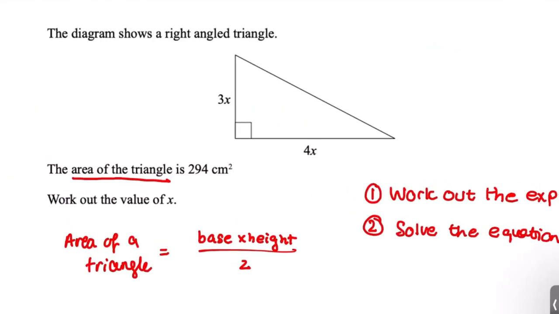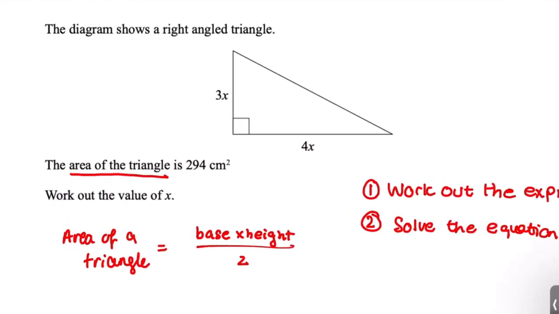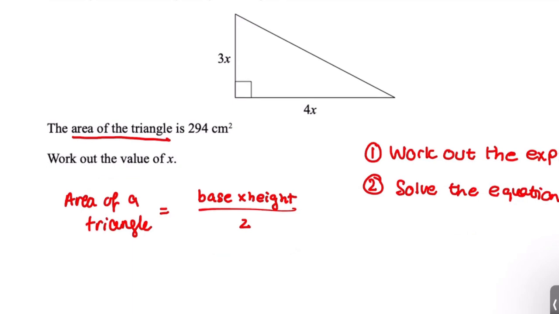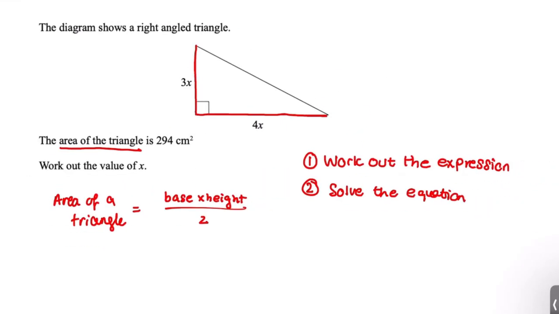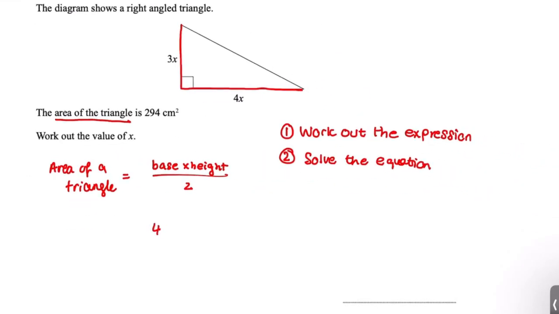Okay, so over here, to work out the area of a triangle, we know that its base, this is the base, and then this is the height, and then we're going to divide it by 2. So the base is 4x, so we have 4x, multiplied by the height, which is 3x, and then we're going to divide by 2. That's how you work out the area of a triangle.